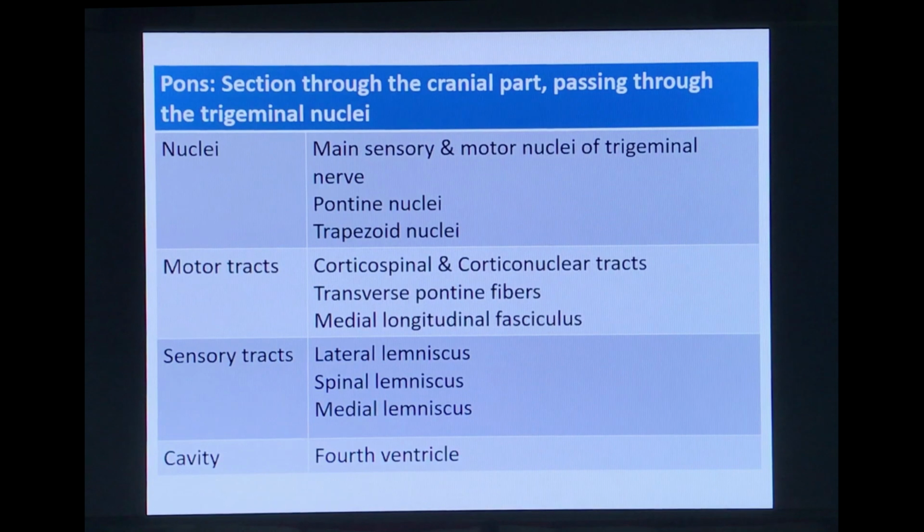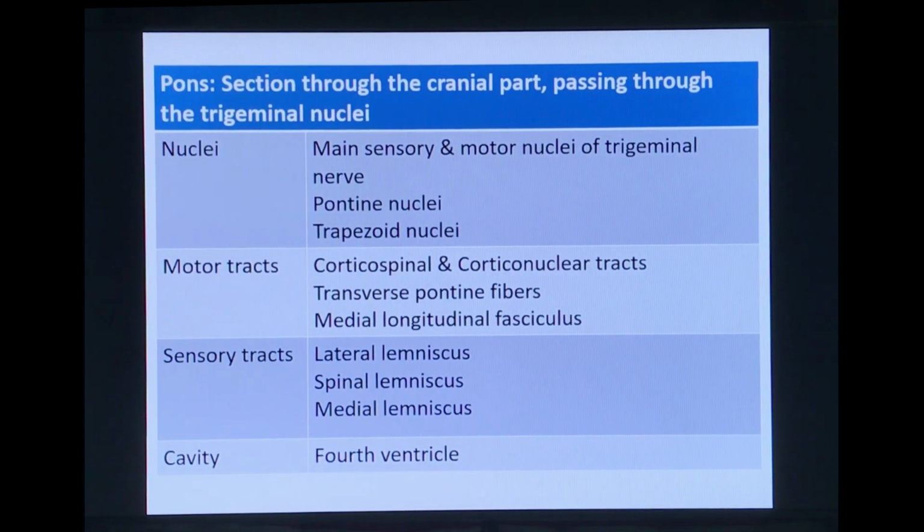Now coming to the next section, the section through the cranial part of the pons, which passes through the trigeminal nerve nuclei. So in this section, if it is passing through the trigeminal nerve nuclei, you will be seeing the main sensory and motor nuclei of the trigeminal nerve. As you know, the sensory nuclei of the trigeminal nerve are distributed throughout the brainstem: the spinal nucleus in the medulla, then main sensory in the pons, and mesencephalic in the midbrain.